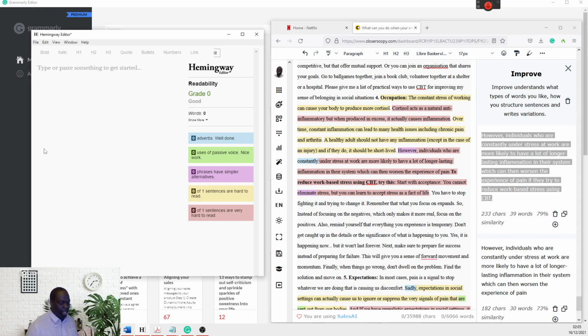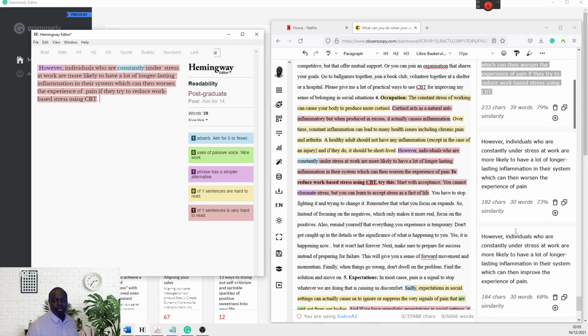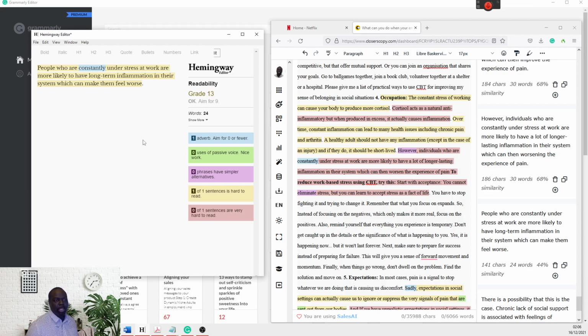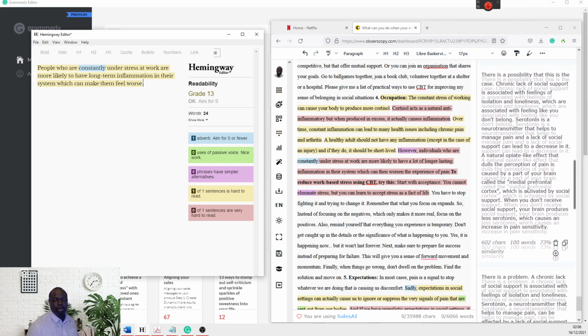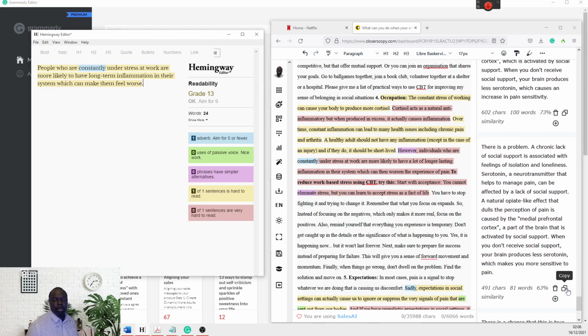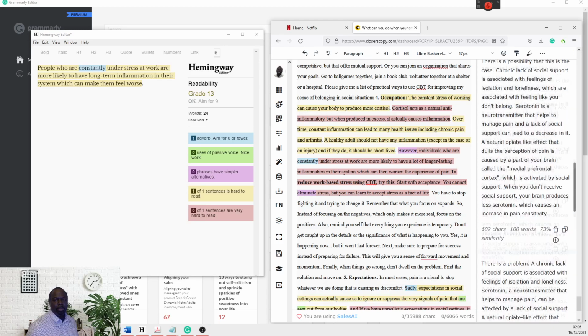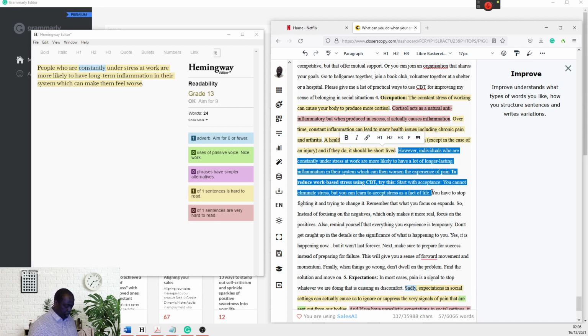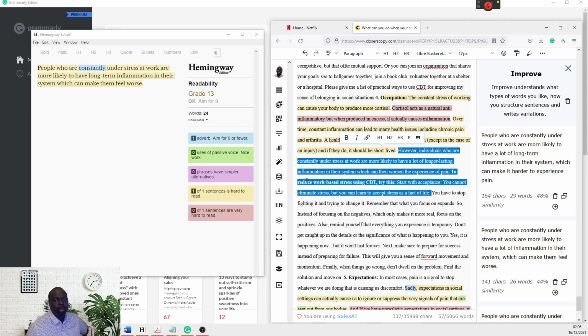So let's see what that gave me. That's still red. Let's see that. Gone to yellow. Let's see this one. Let's try again. So the yellow is retained.